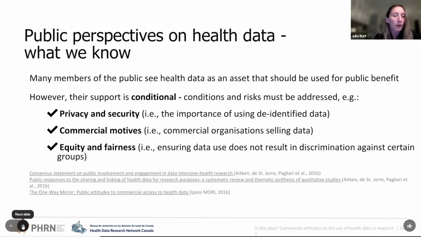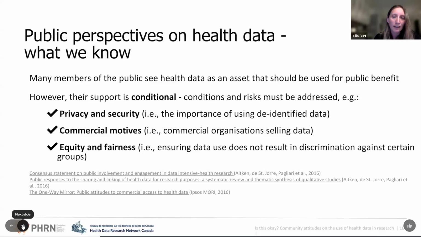So if we're talking about privacy and security, for example, that could be something like people believe that data always needs to be de-identified. For commercial motives, that should be something like commercial organizations or the private sector should not be allowed to sell data, so that profit aspect. And for equity and fairness, a common kind of condition that we hear is really around data about systematically marginalized populations. So ensuring that data use doesn't result in discrimination or stigma against certain groups.